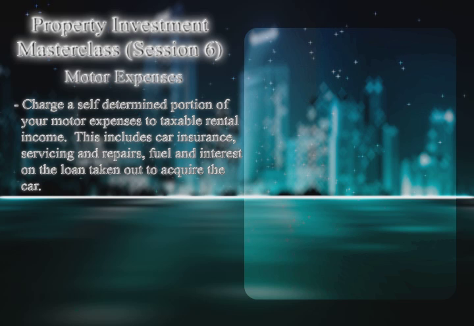Now you have to determine that. One way you can determine that is if you do 200 miles a week and 50 of those miles are to do with handling your portfolio, then you can charge 25% of the cost of owning that motor. So that would be car insurance, fuel, servicing and repairs, and interest on the loan taken out to acquire the car. So it can be a sizable chunk that you can utilise against your taxable rental income.